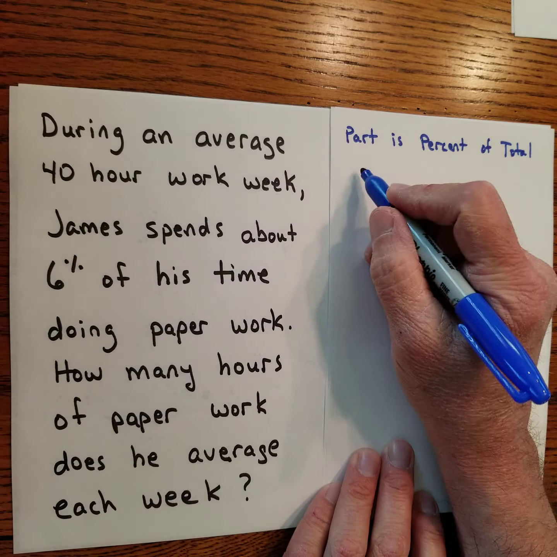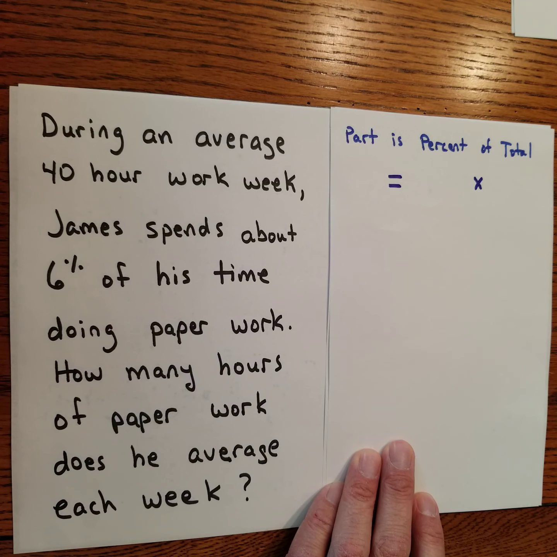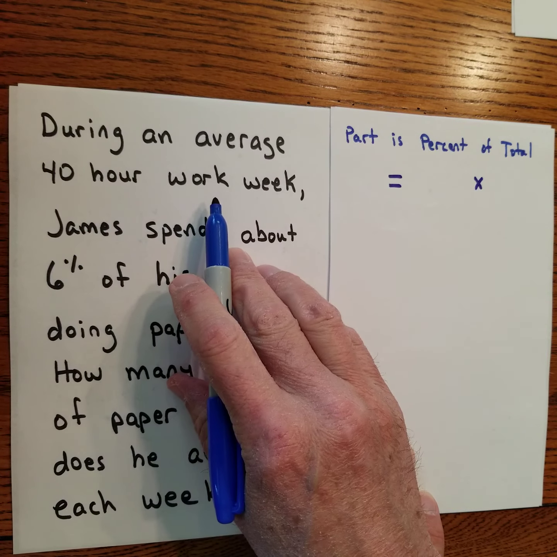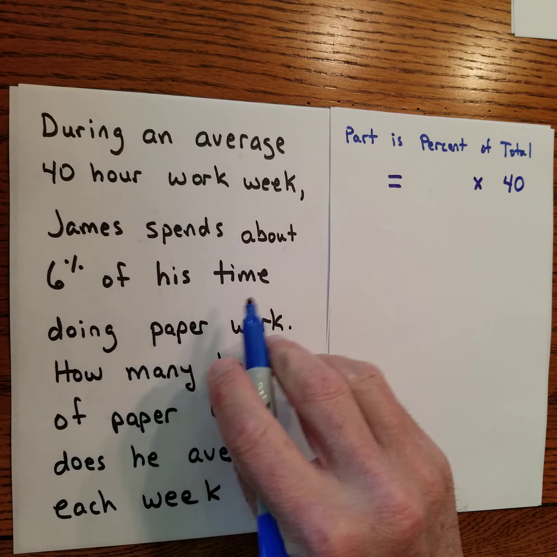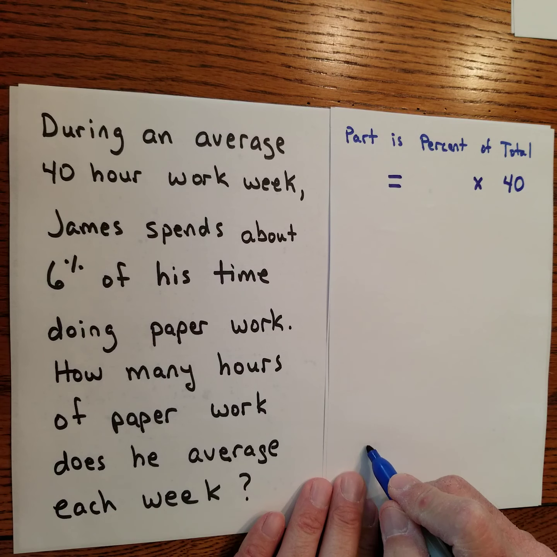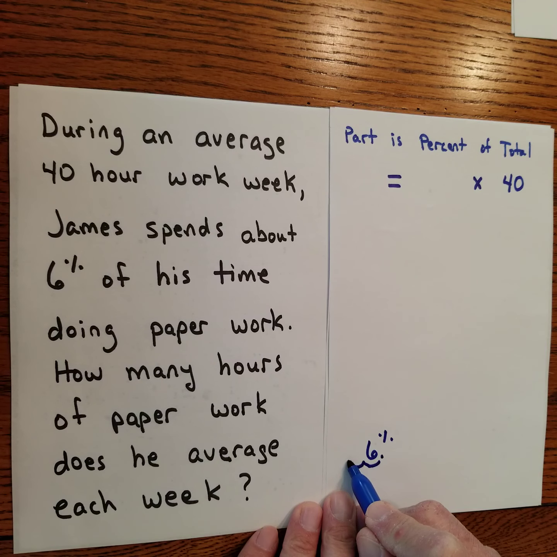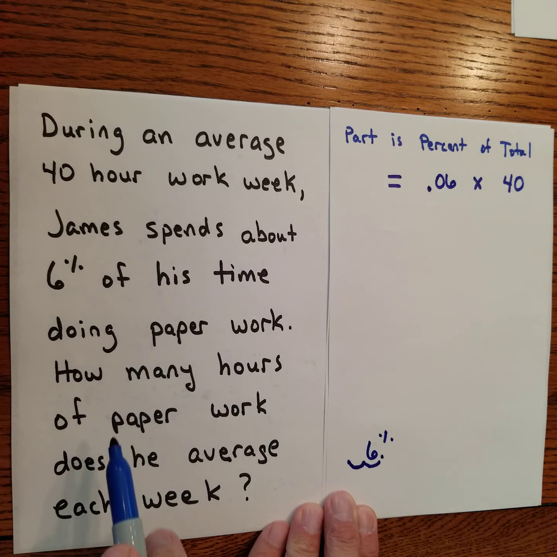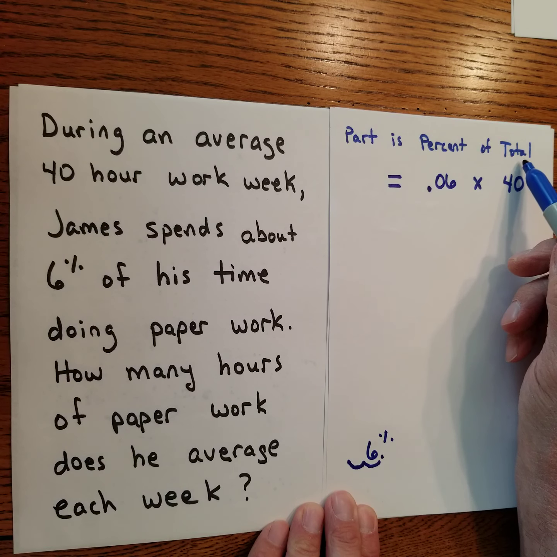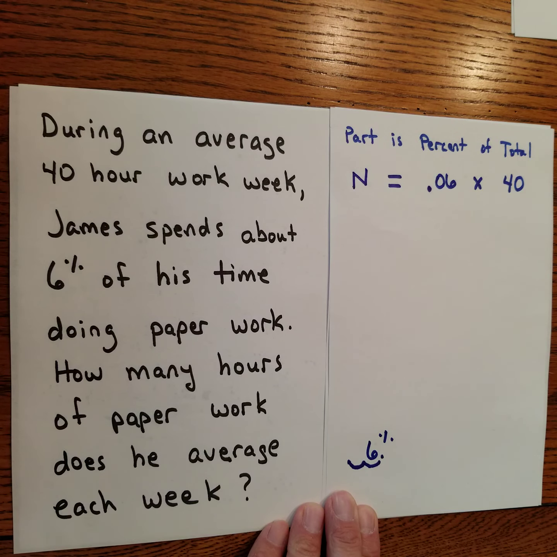Let's try it. Let's fill in the formula. I know is equals, and of is times. During an average 40-hour work week, that's the total hours that he works each week. James spends about 6% of his time doing paperwork. Well, 6%, I should change that into a decimal. That's 0.06. Final question, how many hours of paperwork does he average each week? Well, his paperwork isn't all of his hours. His paperwork is part of his hours. That's what we're looking for.